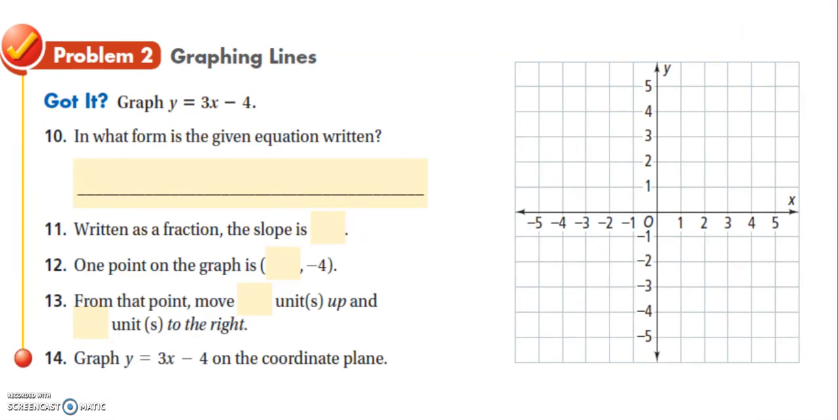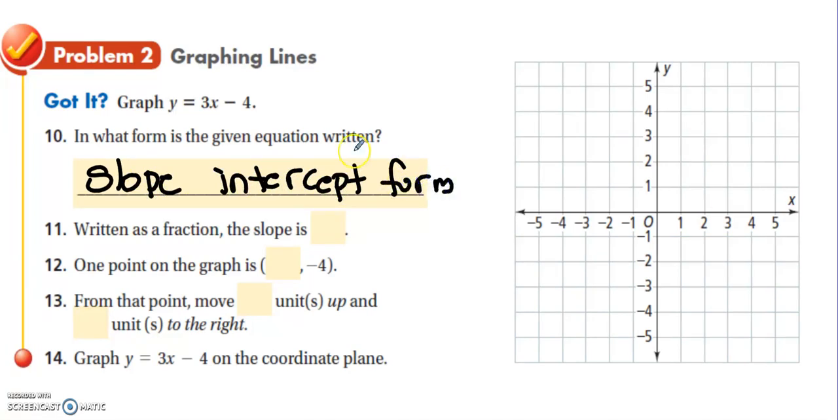So let's practice graphing a line. In what form is this given equation? This is obviously slope-intercept form, which means that the fraction for the slope is 3 over 1 because it's 3. One point on the graph is (0, -4). That is our y-intercept. Okay, so from that point you rise 3 units and move 1 unit to the right, and we'll graph this line.